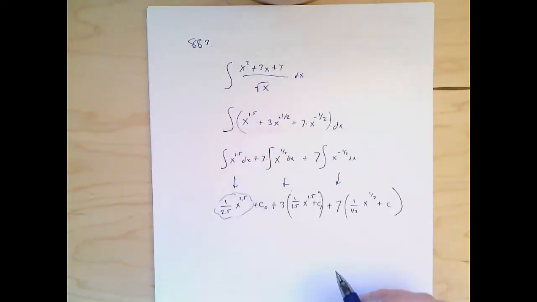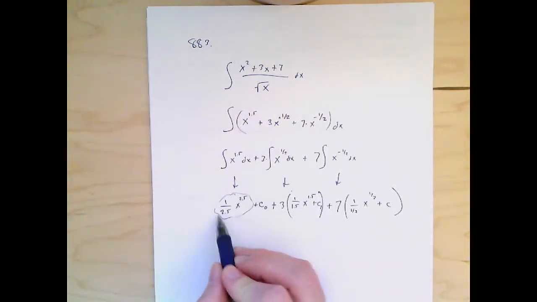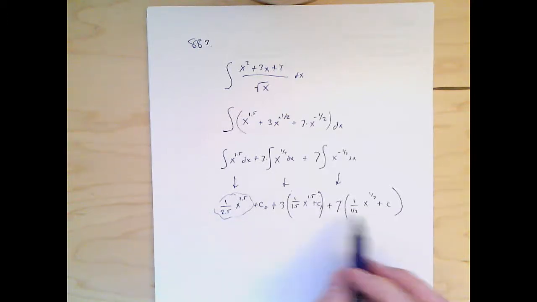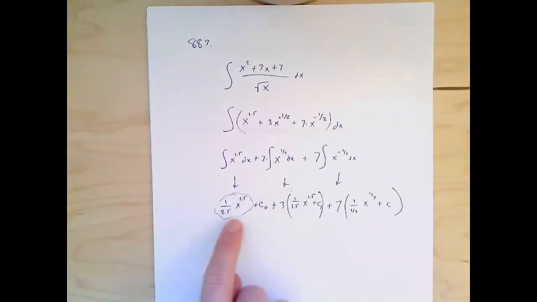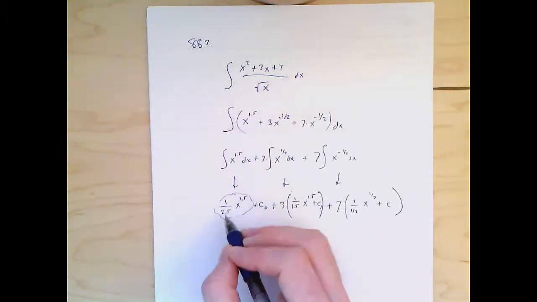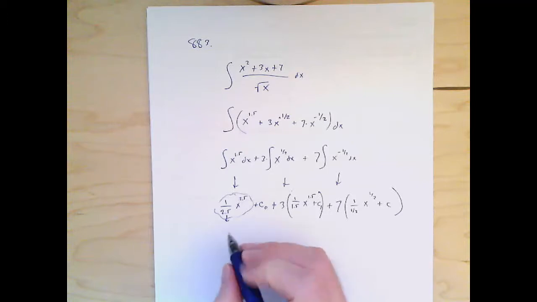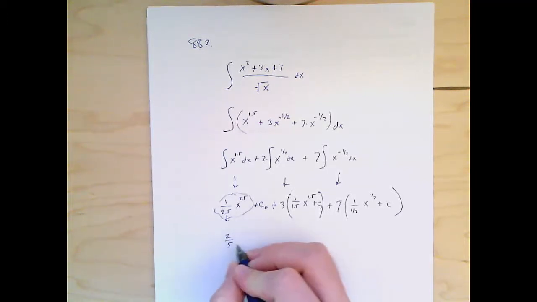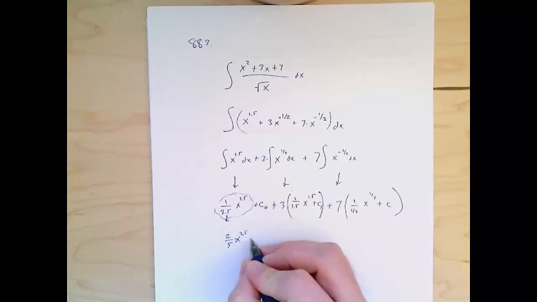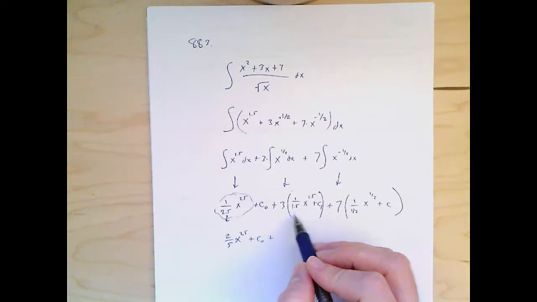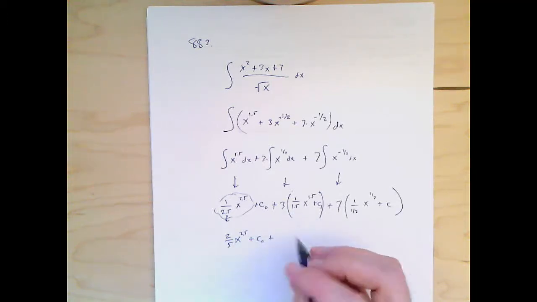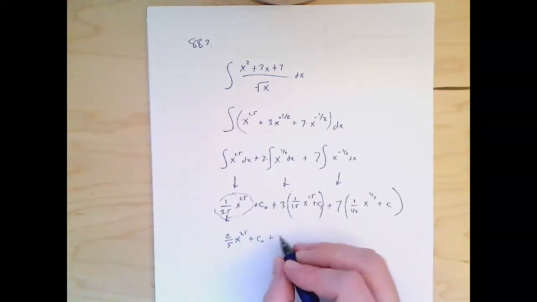So let's do a couple of things. First of all, I don't like to mix decimals and fractions. That's kind of ugly. So 2.5 is the same thing as 5 over 2. So 1 divided by 5 over 2 is the same thing as 2/5. So that's 2/5 x to the 2.5 and then C0. And then here I've got 3 divided by 3/2. So again, 1 over 3/2 is 2/3. 2/3 times 3 gives us just 2.